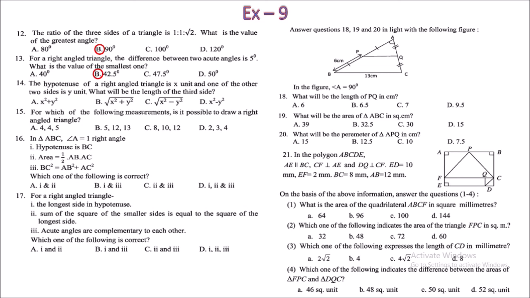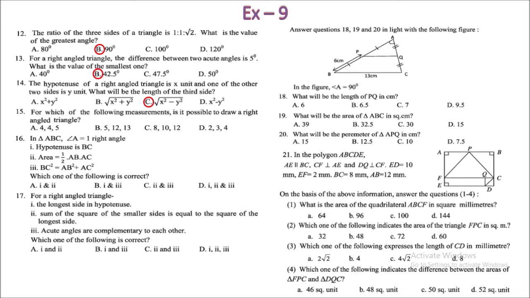For number 14, the hypotenuse of a right angle triangle is x units. One of the other sides is y centimeter. So the third side will be root over x square minus y square. If you put it in the figure, x is the hypotenuse, y is the other side. So the third side will be root over x square minus y square.